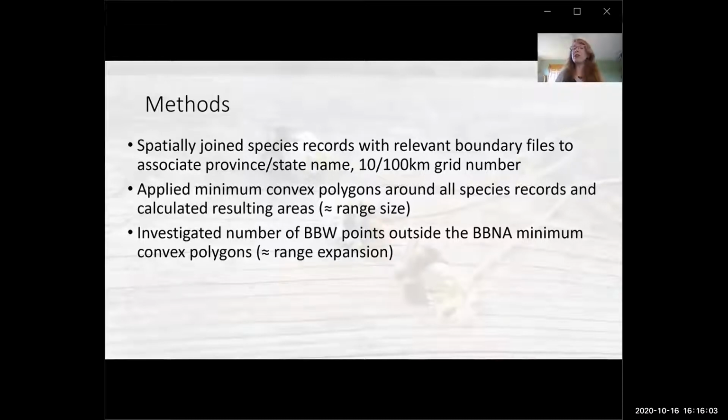I applied a minimum convex polygon on all the species records and calculated the resulting area, which is approximately equal to the range size. Then I looked at the number of Bumblebee Watch points outside of that base Bumblebees North America minimum convex polygon. It's approximately equal to the range expansion, like how many points are falling outside of that base range that's provided by the traditionally collected researcher data.